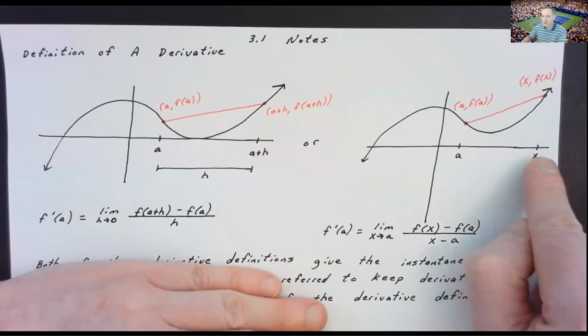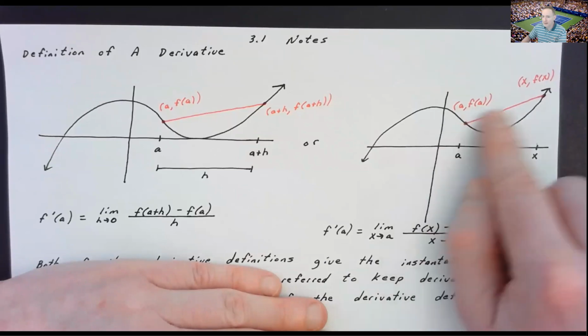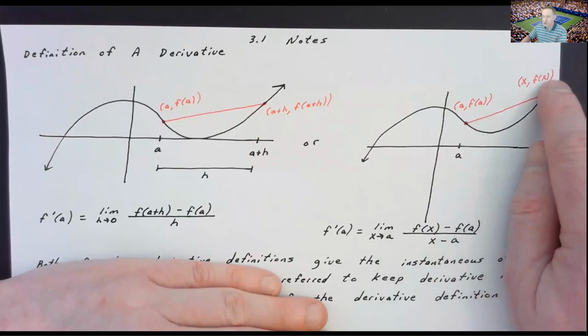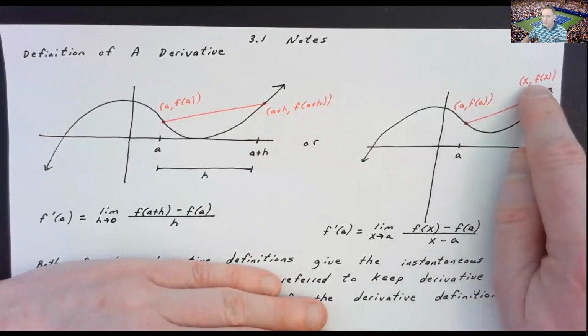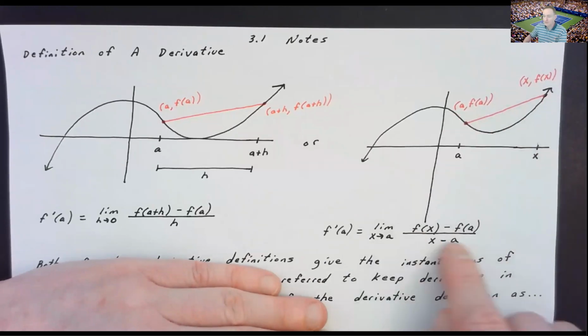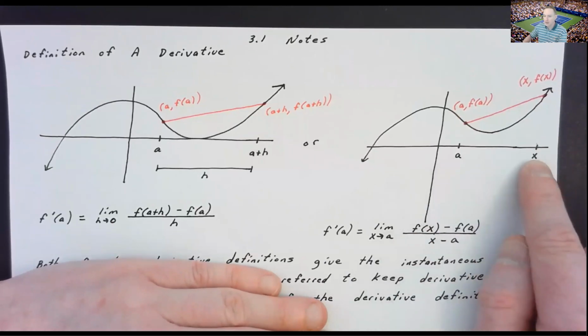So then I can say, well, if that's some arbitrary value of x, the slope of this red line would be the change in the y over the change in the x. The change in the y would be f of x minus f of a. The change in the x would be x minus a. Please notice that's what this formula right here is. That's just your slope formula. That's the average rate of change from a to x.